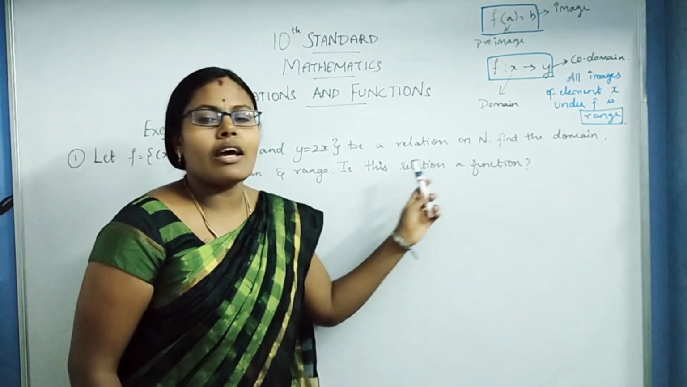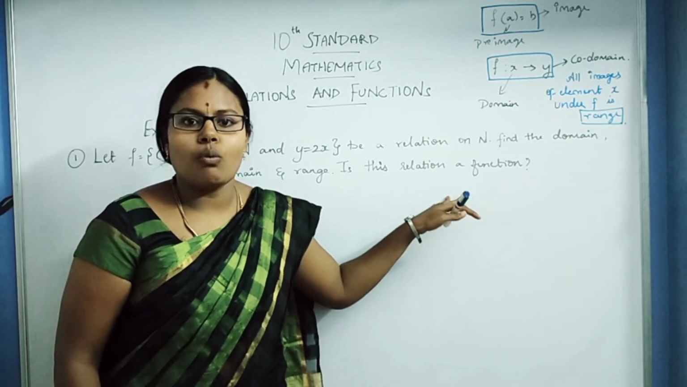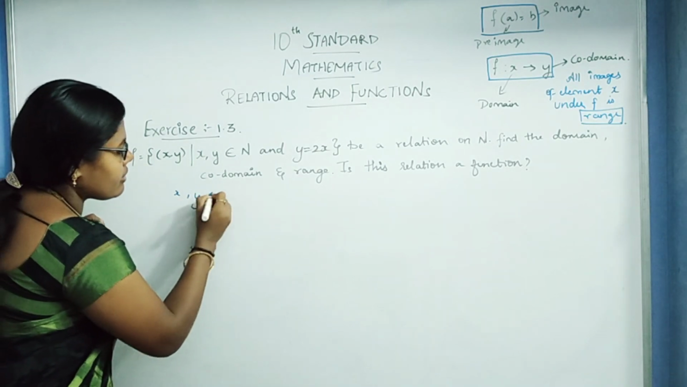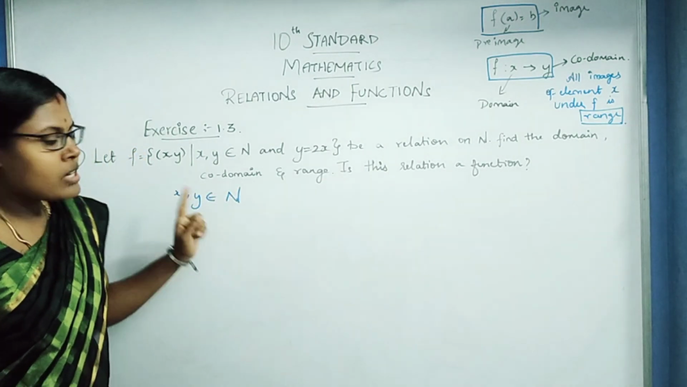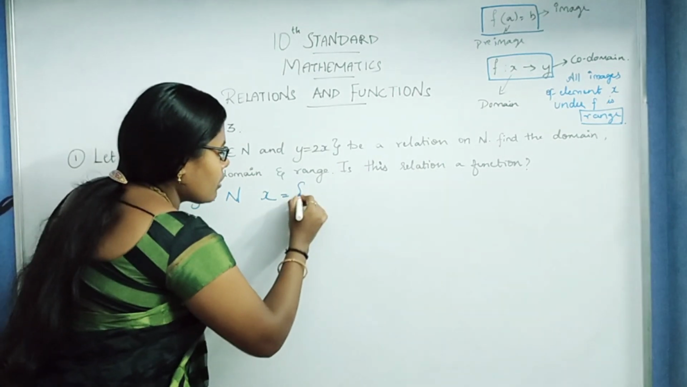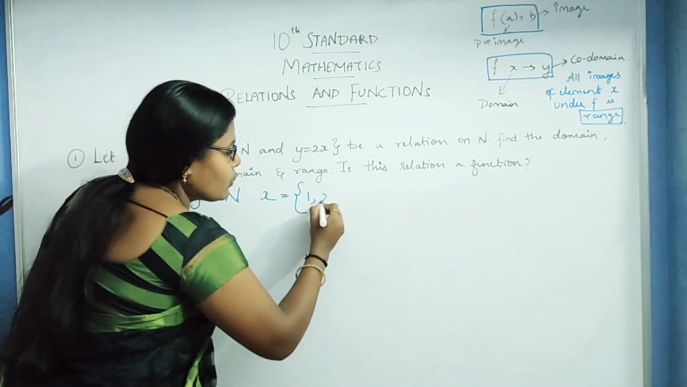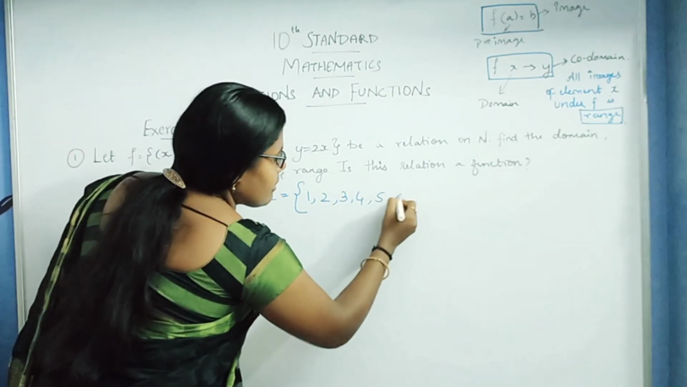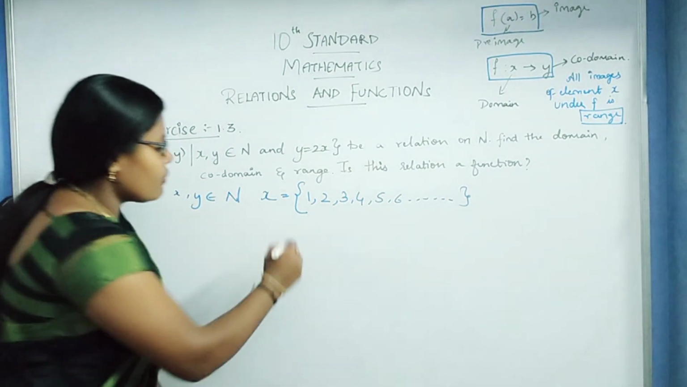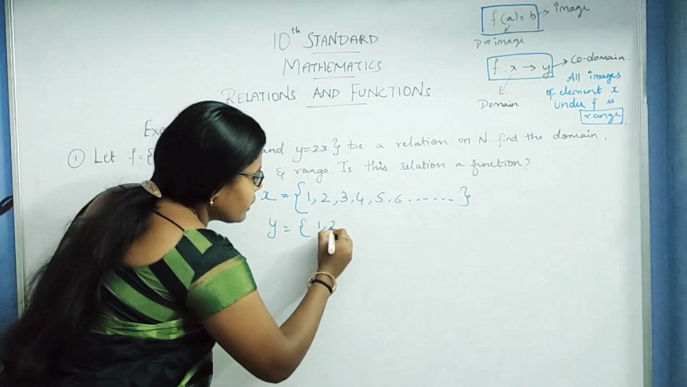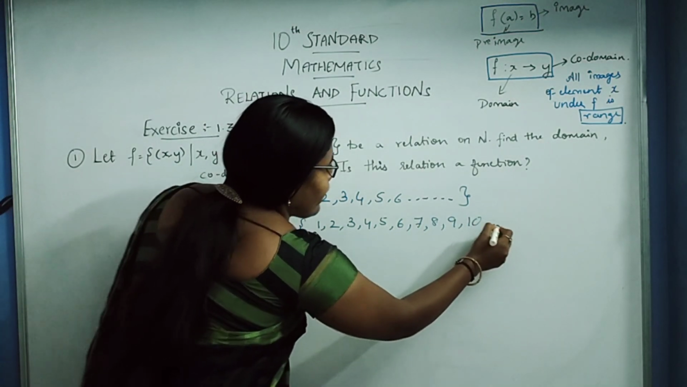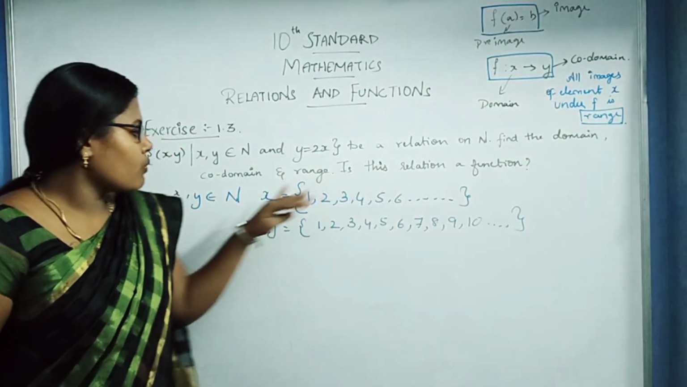Is this a relation or a function? You have to say whether it is a function or what. First, since x and y belong to N, a natural number, we'll list out x and y. Whatever elements you have in x, natural numbers of course: 1, 2, 3, 4, 5, 6 and so on. Even y also belongs to natural numbers: 1, 2, 3, 4, 5, 6, 7, 8, 9, 10 and so on. So this is x and y.